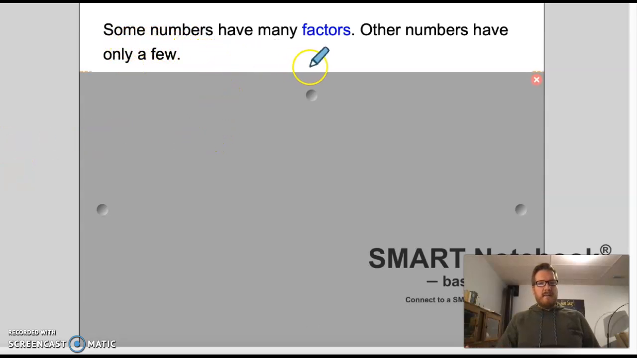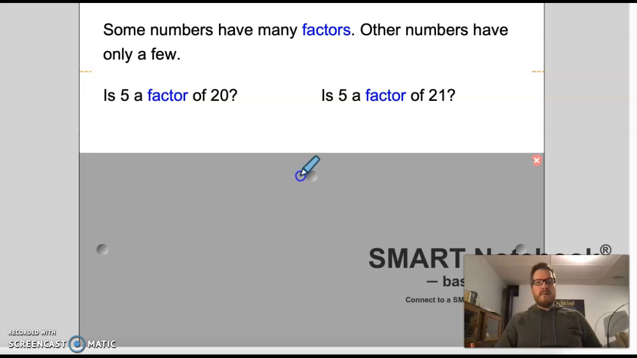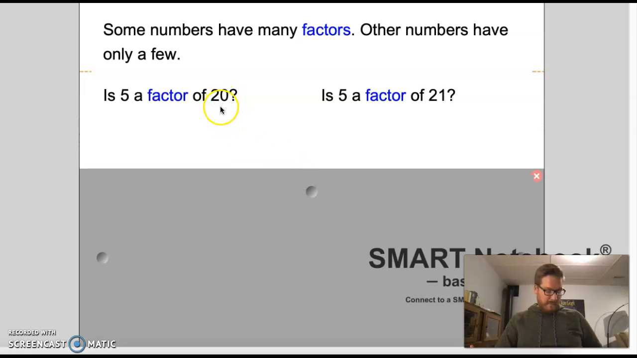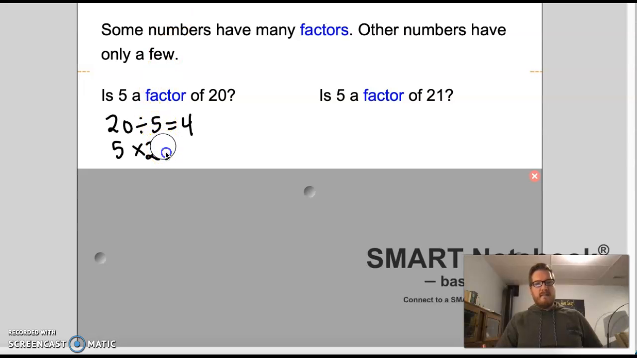Now, the next part is to focus on how some numbers have lots of factors and other numbers have only a few. So, is 5 a factor of 20? Yes, 5 is a factor of 20. We can say 20 divided by 5 equals 4. So we could also say 5 times 4 is 20.